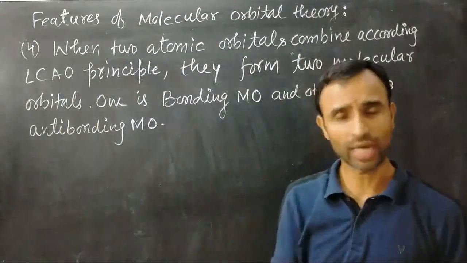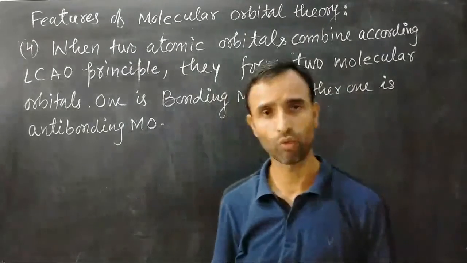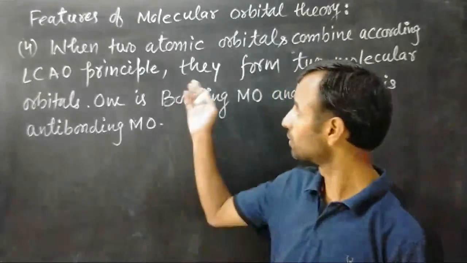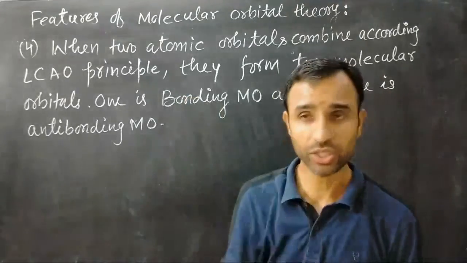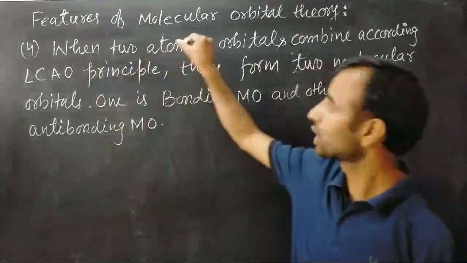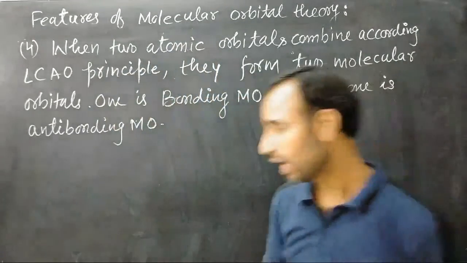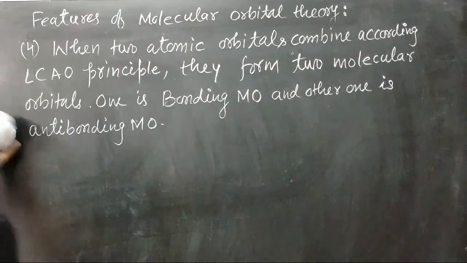Okay, I will share the video. You will watch that video also. First we will complete these features, characteristics. So according to LCAO they combine and we get bonding and anti-bonding molecular orbital.